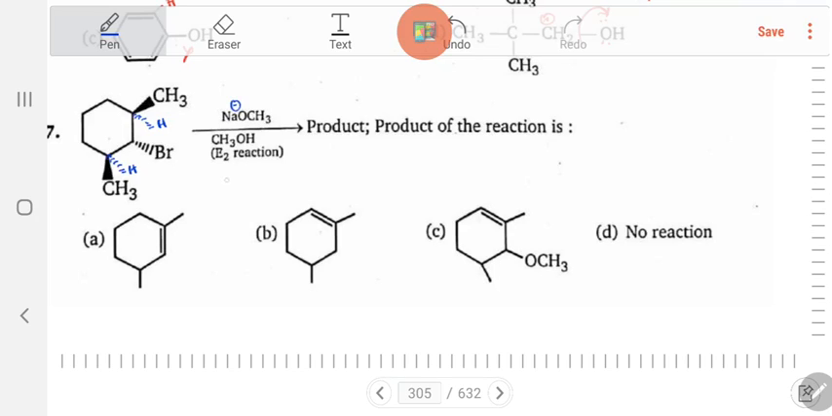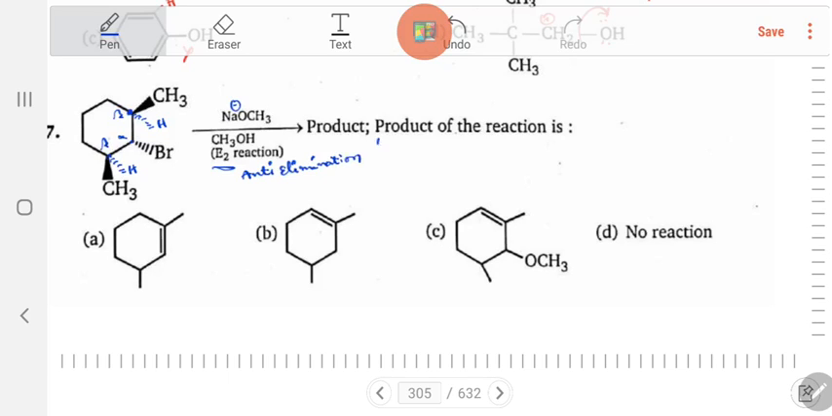So for E2 elimination, what must be the condition? E2 elimination is an anti-elimination. Anti-elimination means hydrogen and Br must be eliminated from opposite directions. But at the beta carbons, this is the alpha carbon, this is beta. So at both beta carbons, hydrogens are on the same side as bromine. That means here anti-elimination is impossible. For anti-elimination, one hydrogen must be above the plane and Br must be below the plane. Then anti-elimination is possible. But here there is no anti-elimination.